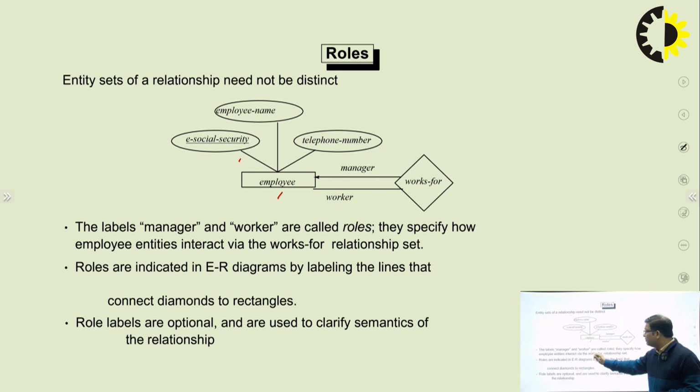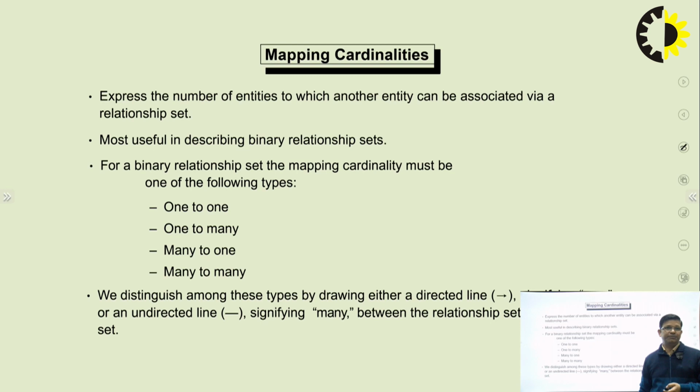The labels manager and worker are called roles. They specify how the employee entities interact via the works-for relationship. Roles are indicated in the ER diagram by labeling the line that connects the diamond to the rectangle. Role labels are optional and are used to clarify the semantics of the relation.